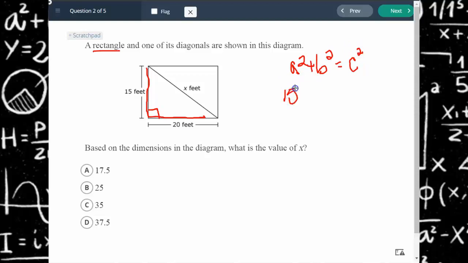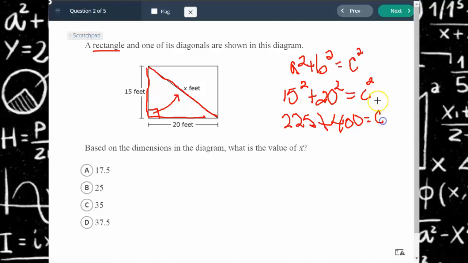A, we're going to let be 15. So 15 squared plus b, the other leg, let that be 20, are going to equal c squared. Remembering that c is our hypotenuse directly across from the 90-degree angle. So 15 times 15, or 15 squared, is 225, and 20 squared is 400, and that sum is equal to c squared. The sum of 225 and 400 is 625.